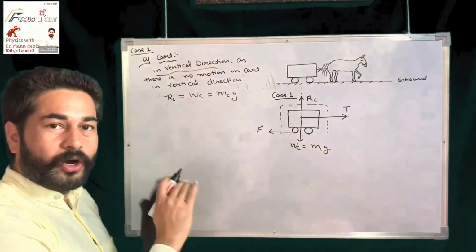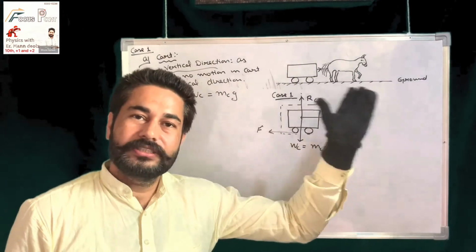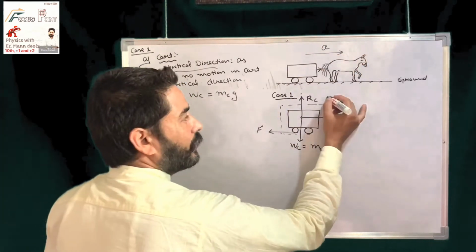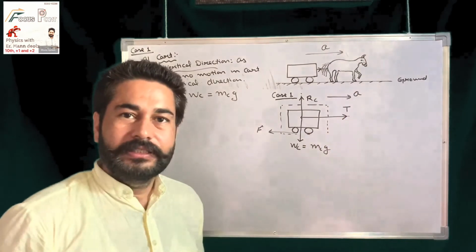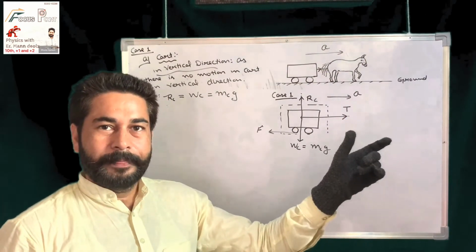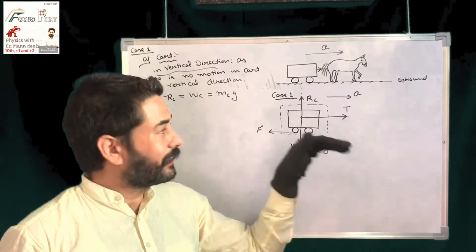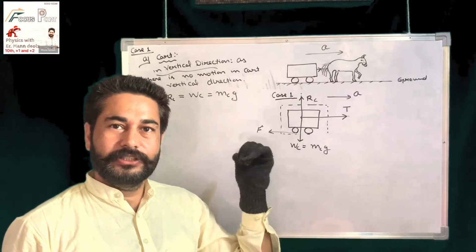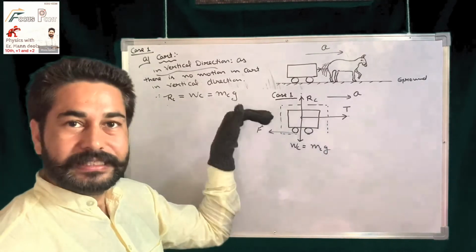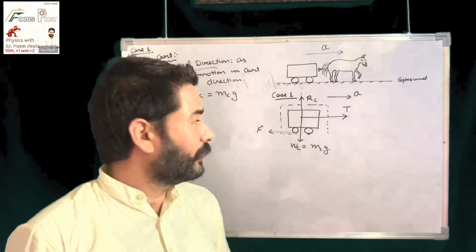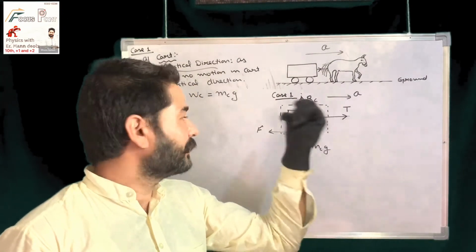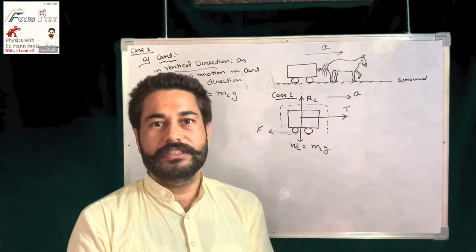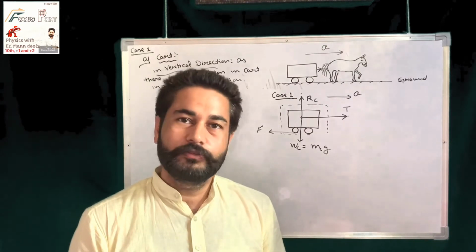Okay, so now in the horizontal direction, let us say that this horse is pulling the cart and this whole system is moving with the acceleration A. So the cart is also moving with the acceleration A. Now in the horizontal direction, one force is tension, which is acting on the right hand side, and friction is acting in the backward direction on the wheels. So if this cart has to move in the forward direction, then obviously this tension would be greater than the friction force. If tension would be less or even equal to the friction force, then the cart will not be able to move in the forward direction.